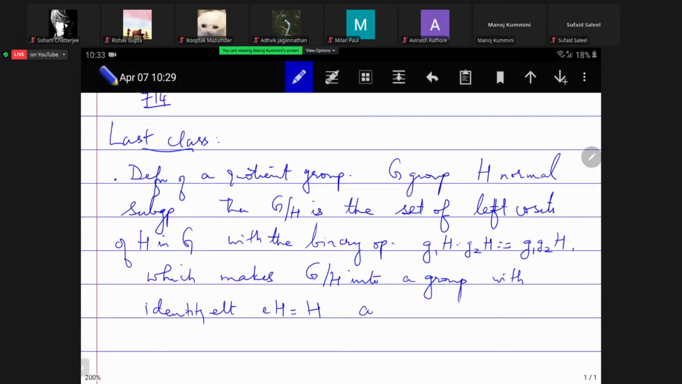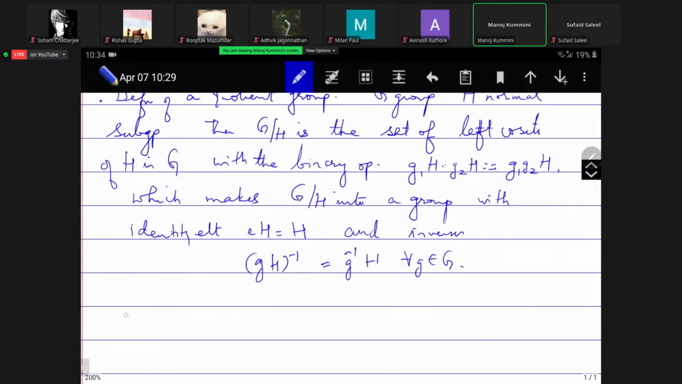And inverses: (g1H) inverse is given by the coset. I mean, we are discussing the inverse of the coset in the quotient group. Okay? And what we observed last time is that that would actually be the coset of the inverse of g. Okay, that's the first thing.